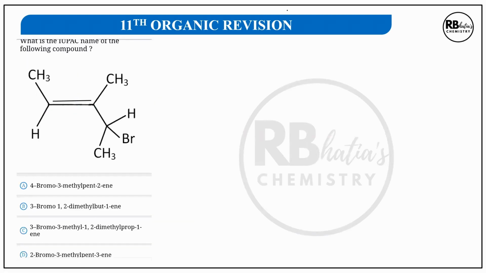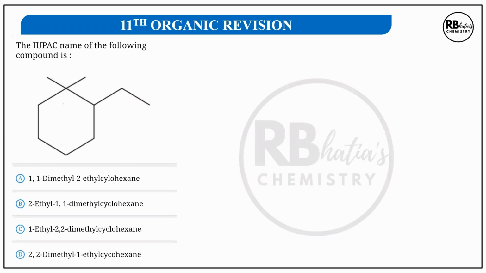IUPAC name of the given compound. Now, in this case, we have a double bond, and a double bond always gets priority. So what are the options? This is 1, this is 2, this is 3. If I start numbering from this end, I give number 3 to the double bond. But if I start numbering from this end, the double bond gets number 2. So we have to give preference to the double bond. This becomes 4-bromo-3-methylpent-2-ene. So the right answer to this is going to be A part.